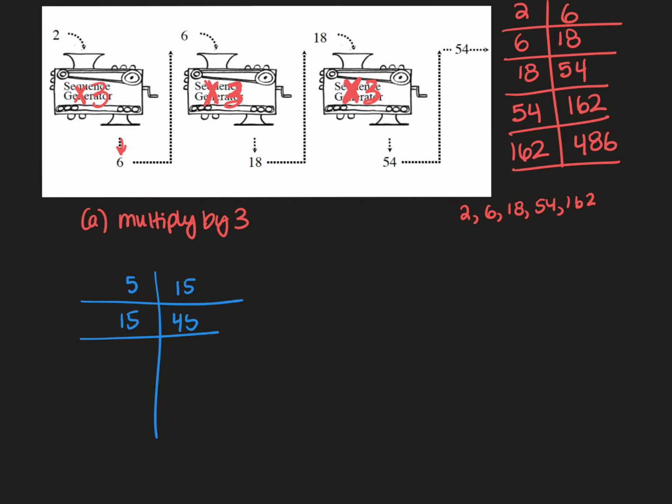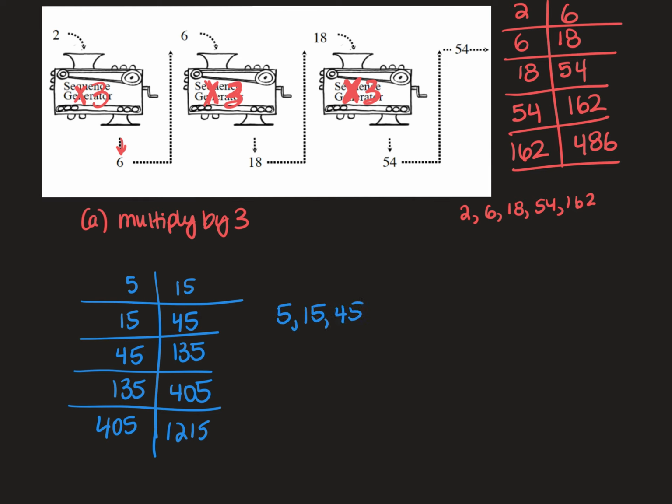15 is our new input. When I multiply that by 3, I get 45. Then 45 becomes my new input, and when I multiply 45 times 3, I get 135. And then 135 becomes my new input, and then when I multiply that by 3, I get 405. And then I think we'll do one more just to be safe here. So 405 times 3 is 1215. So our terms of our sequence would be 5, 15, 45, 135, and 405.